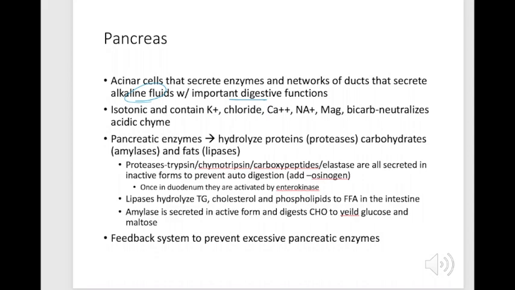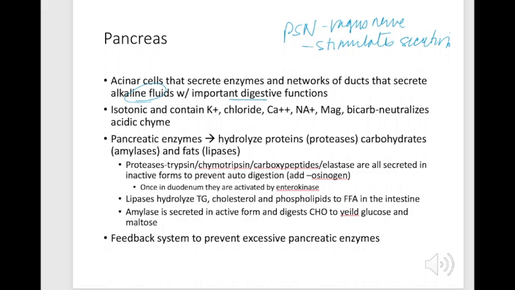Secretions drain into a system of ducts that lead into the pancreatic duct, which empties into the common bile duct at the ampulla of Vater, and then through the duodenal papilla into the duodenum. Pancreatic innervation comes from the parasympathetic neurons of the vagus nerve, which stimulates enzymatic and hormonal secretion. The fluids are an aqueous secretion that includes potassium, chloride, calcium, sodium, magnesium, and bicarbonate, which neutralizes the acidic chyme.